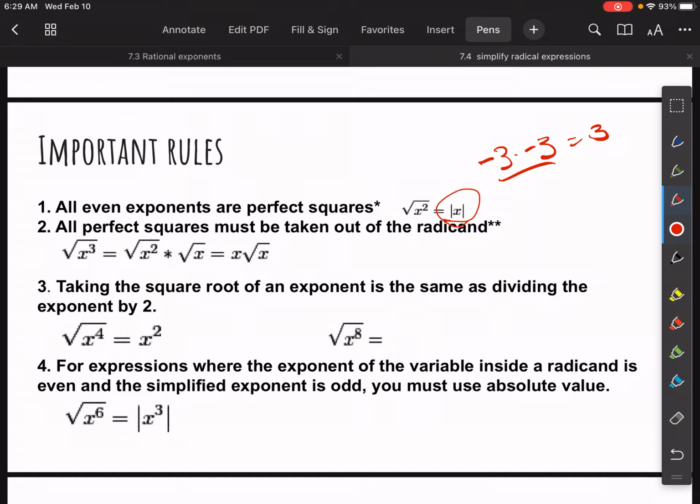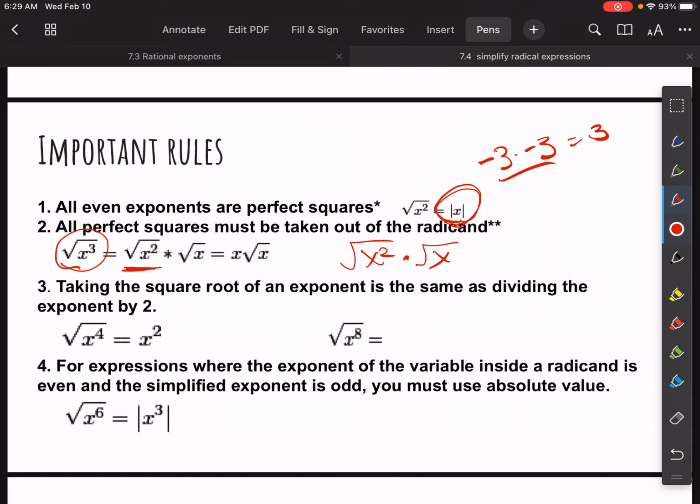All perfect squares must be taken out of the radicand. So number 1, all even exponents are perfect squares. If I have the square root of x squared, I'll get the absolute value of x out. Number 2, all perfect squares must be taken out of the radicand. So if I have x to the third, I can take the square root of x squared out, so I can write that as two separate pieces.